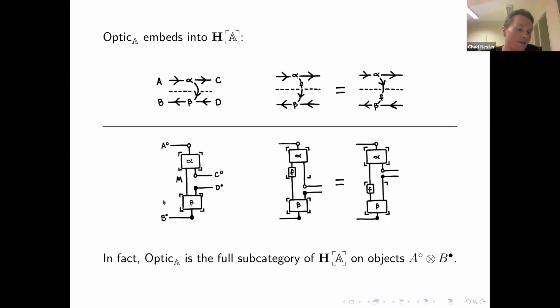So every morphism in the category of horizontal cells on objects of the form A circle tensor B bullet, so this would be A circle tensor B bullet to C circle tensor D bullet, is an optic. The full subcategory on objects of this form is exactly the category of optics, which is maybe interesting because optics show up a lot in applied category theory. There's this applied category theory conference, and always about a third of it is about optics. So this might be a good way to understand what those are.